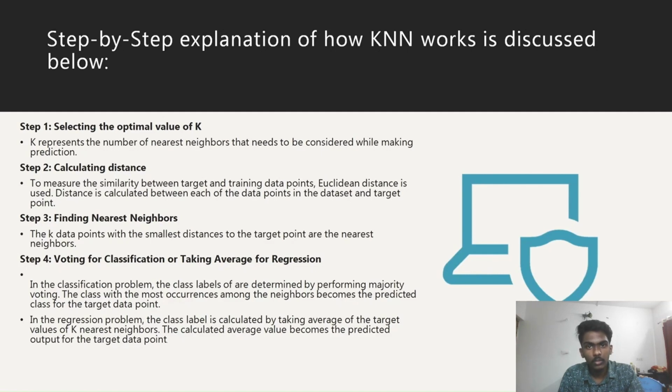Step 4. Voting for classification or taking average for regression. In a classification problem, the class label is determined by performing majority voting. The class with the most occurrences among the neighbors becomes the predicted class for the target data point. In a regression problem, the value is calculated by taking the average of the target values of the k nearest neighbors. The calculated average value becomes the predicted output for the target data point.